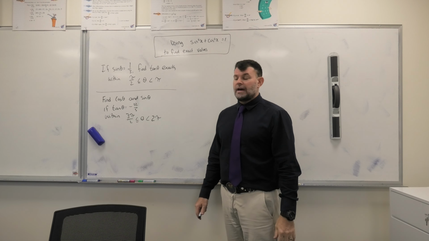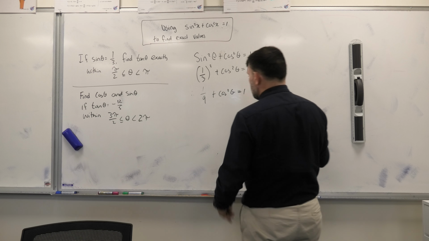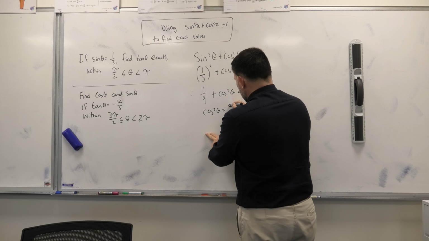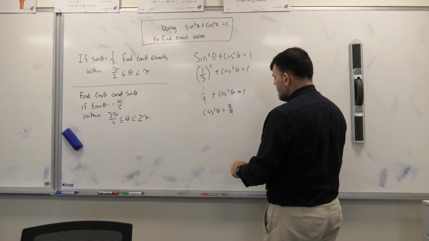So this looks like something that we did in our last lesson where we were finding our cos theta, but we had negative 1/3. Same thing here, we're going to get that same answer. 1/9 plus cos squared theta is equal to 1. Bring the 1/9 across. Cos squared theta is now equal to 8/9. And then we can square root. So therefore cos theta is equal to root 8 on 3, which is 2 root 2 on 3.